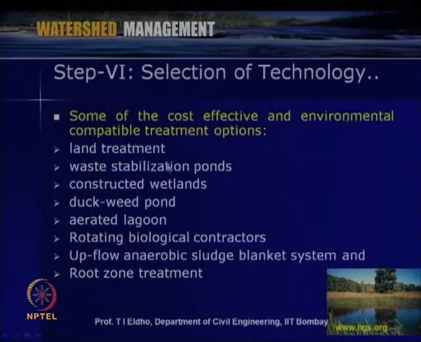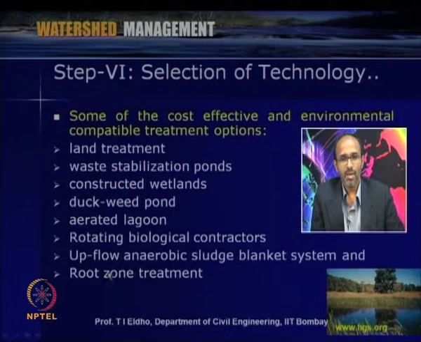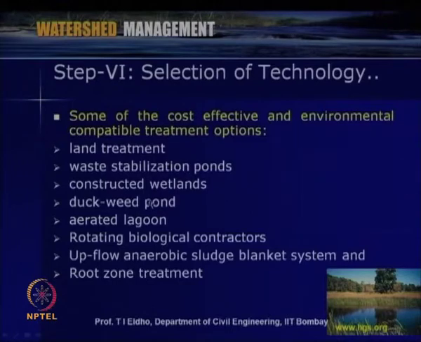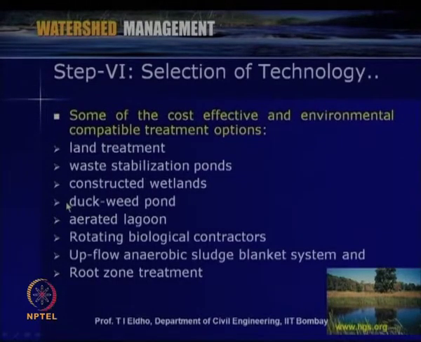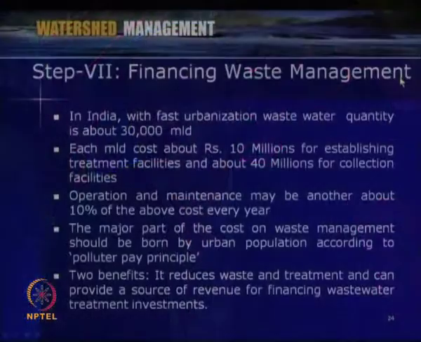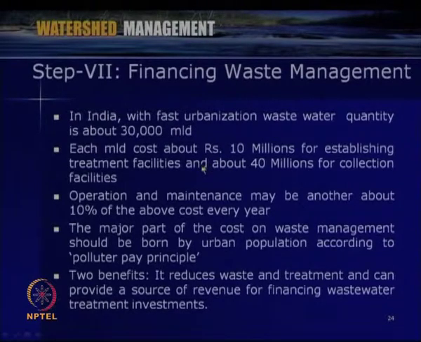So some of the cost effective and environmentally compatible treatment options can be land treatment, waste stabilization ponds, constructed wetlands, duckweed ponds, aerated lagoon, rotating biological contactors, upflow anaerobic sludge blanket systems, root zone treatment, like that. So accordingly, the suitable technology we can choose for the specified case, and then we can reduce the pollutant load coming to the system. And step number 7 is financing the waste management. So we have to see how much money is available, how we can economically do the things.